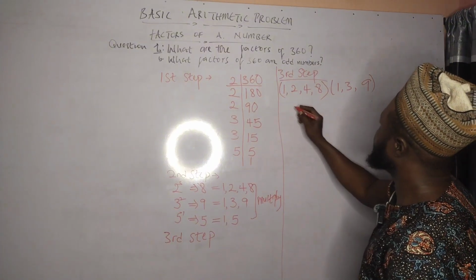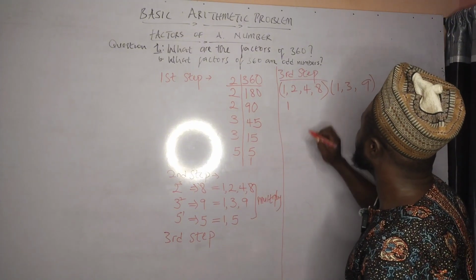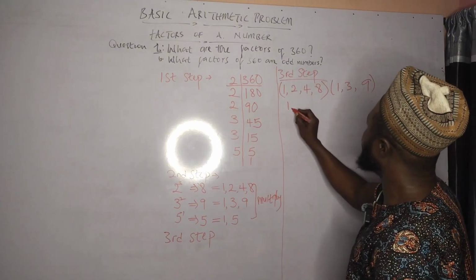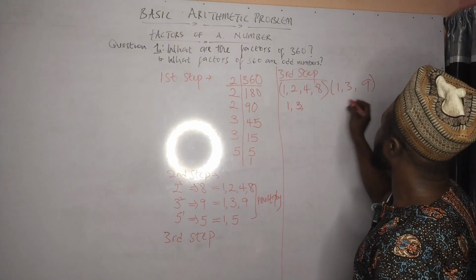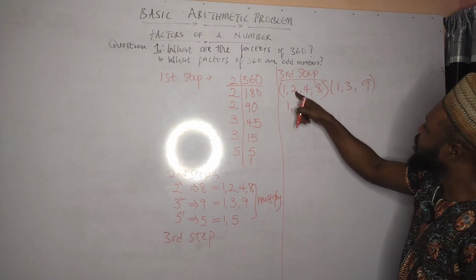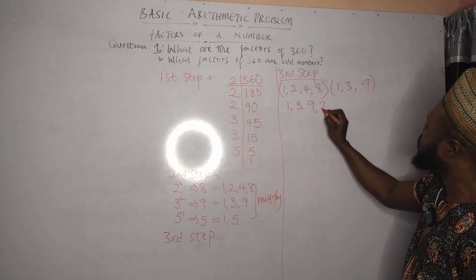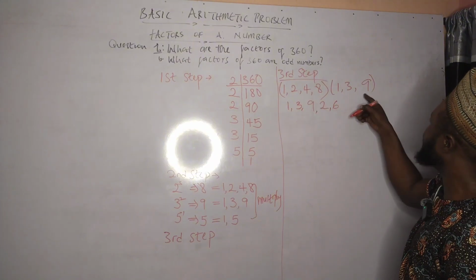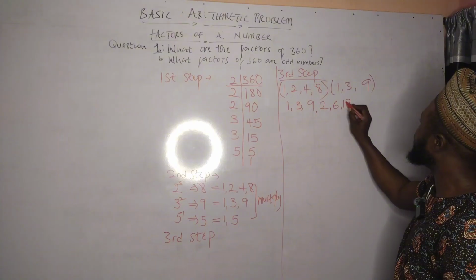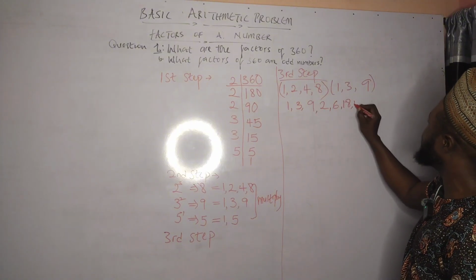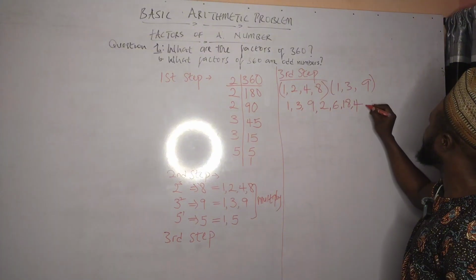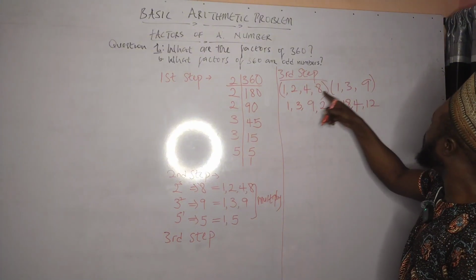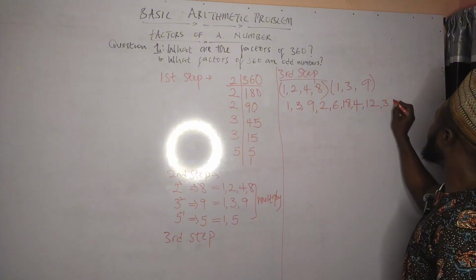1 times 1, we have 1. Right? 1 times 3, we have 3. 1 times 9, we have 9. 2 times 1, we have 2. 2 times 3, we have 6. 2 times 9, we have 18. 4 times 1, we have 4. 4 times 3, we have 12. 4 times 9, we have 36.